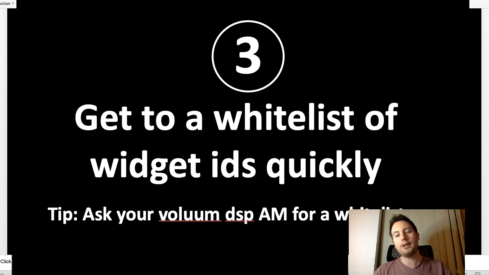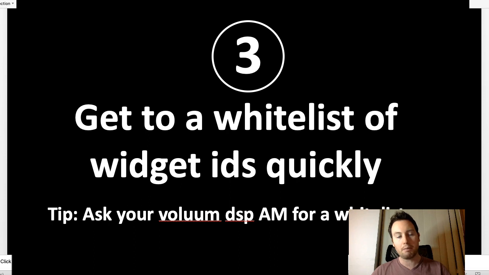The third point here I just put down was you need to get to a whitelist of widget IDs really quickly. And how you do that is you essentially have to spend money. This is a game of where you're building data. So the more data you have, the better your decisions become, and the quicker you get to a whitelist of widget IDs.